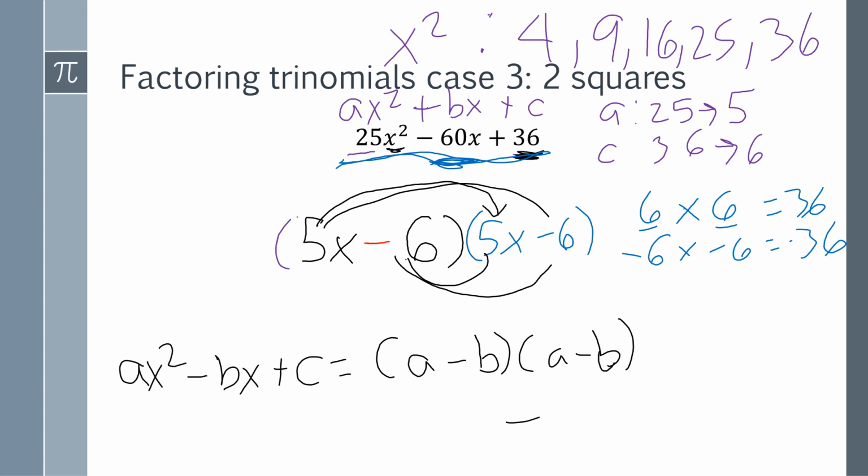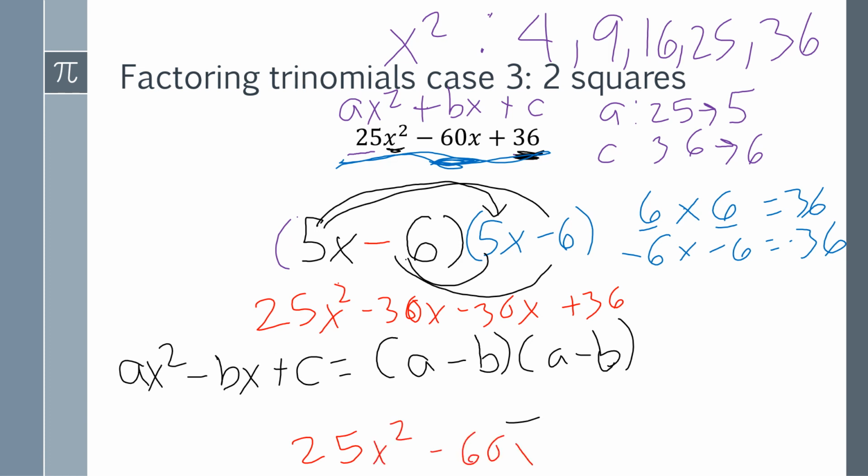So that means you're going to have two negatives, because when you multiply two negatives like we did, we end up with 25x minus 30x minus 30x plus 36. And when we simplify that, we got 25x squared minus 60x plus 36.